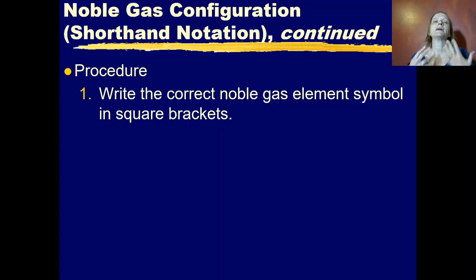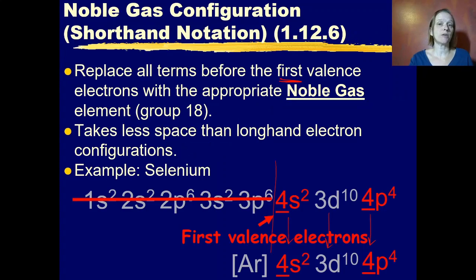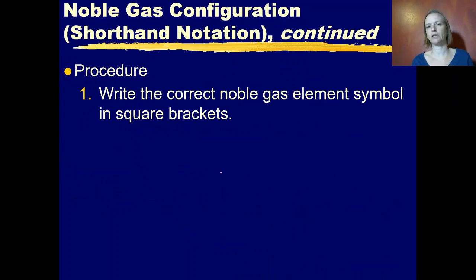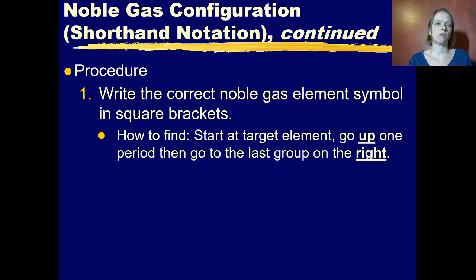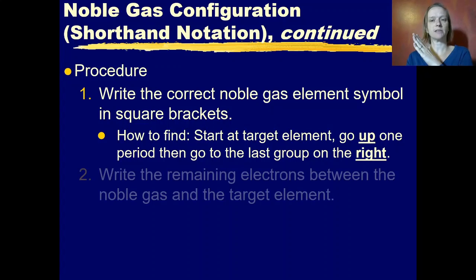So, what's the step-by-step procedure for doing this shorthand notation? Here I'm showing you where the noble gas configuration comes from, but it doesn't save you time or effort if you have to write the whole electron configuration to begin with. So, how can we take the shortcut? We have to find the correct noble gas element symbol and write it in square brackets. How do you find the correct noble gas element symbol? You start at your target element, you go up one period, and then you go all the way over to the right until you get to the noble gas column.